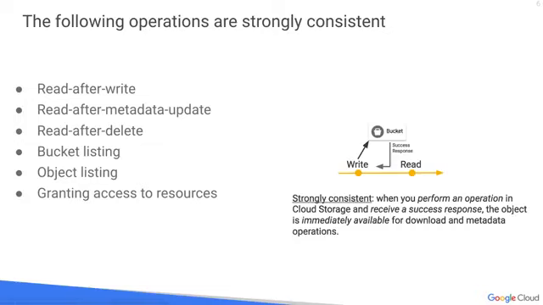Strongly consistent operations mean that when you perform an operation in cloud storage and you receive a success response, the object is immediately available for download and metadata operations from any location where Google offers service. The following operations in Google Cloud Storage are strongly consistent: read after write, read after metadata update, read after delete, bucket listing, object listing, and granting access to resources.